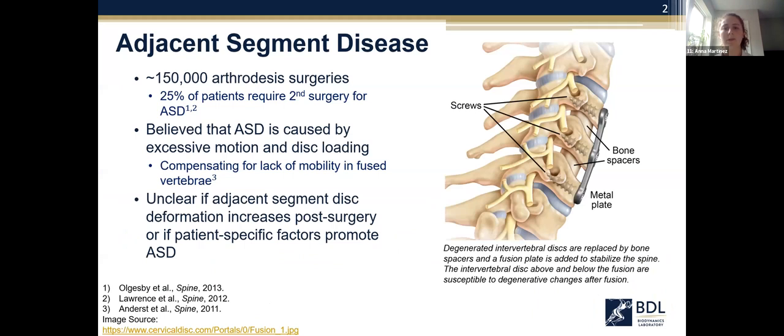Approximately 150,000 cervical fusion surgeries take place every year in the United States, with 25% of fusion patients requiring an additional surgery to treat adjacent segment disease, or ASD. In vitro studies suggest that ASD may be caused by excessive motion and disc loading to compensate for the immobility in the fused vertebrae. However, it is unclear if adjacent segment disc deformation increases after fusion or if other factors promote ASD. The aim of this study is to determine the change in adjacent segment disc deformation after cervical fusion. We hypothesized that disc compression, distraction, and shear deformation would increase from pre-surgery to 3 years post-surgery.